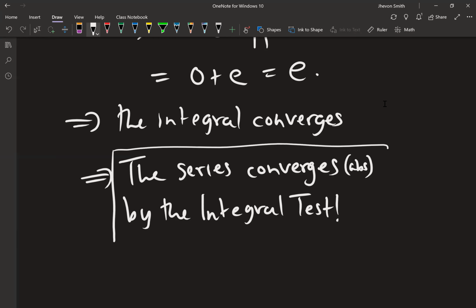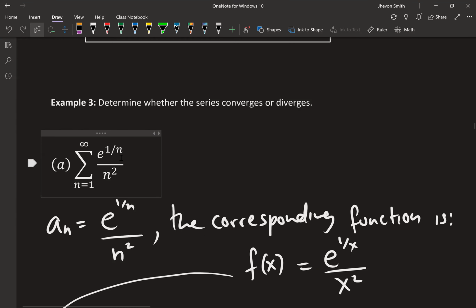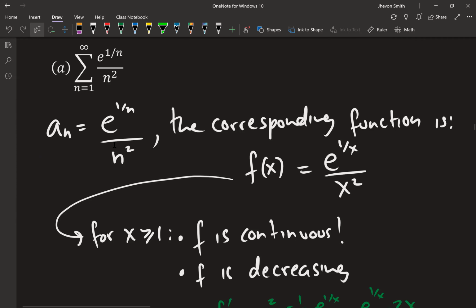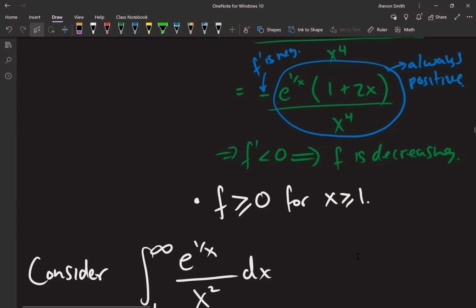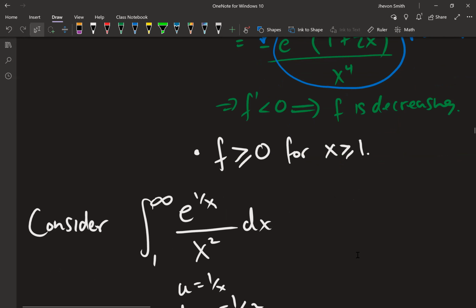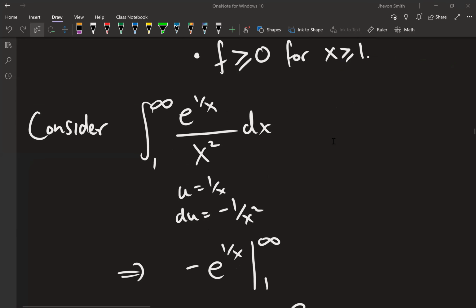Scroll up actually a little bit. Yeah, so here, just to recap, this is my series. I realize if I think about the sequence term as a function, the function is continuous, decreasing, and greater than or equal to 0. This means the integral test is applicable. So you have u as 1 over x, and then du is negative 1 over x squared.